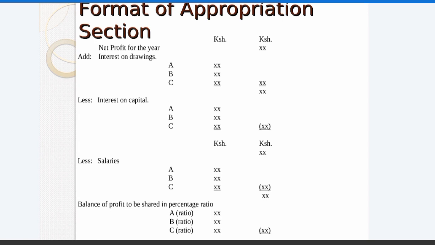Remember, we said the income statement of a partnership is the same, and we are starting with the net profit for the year.